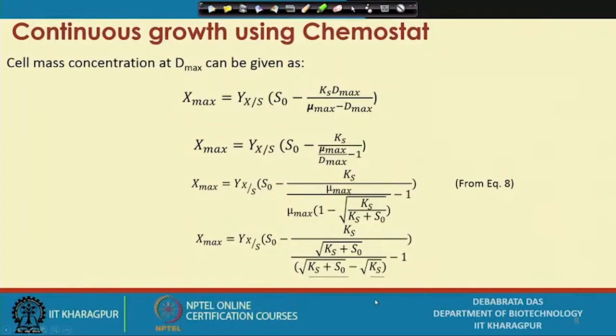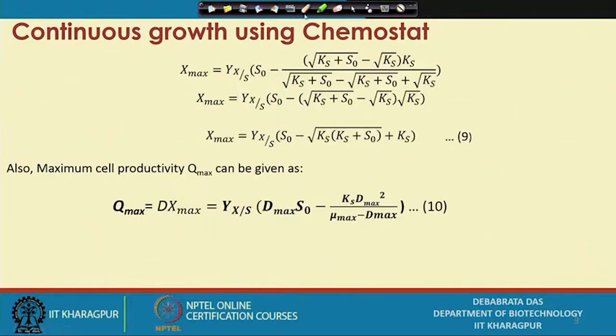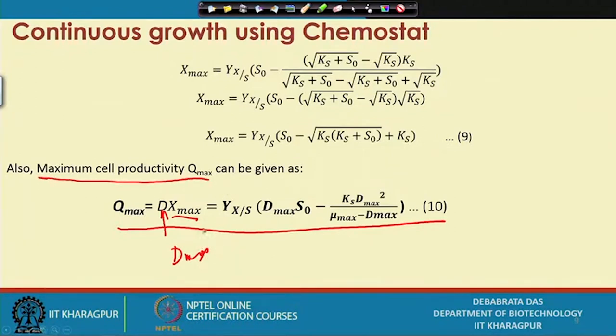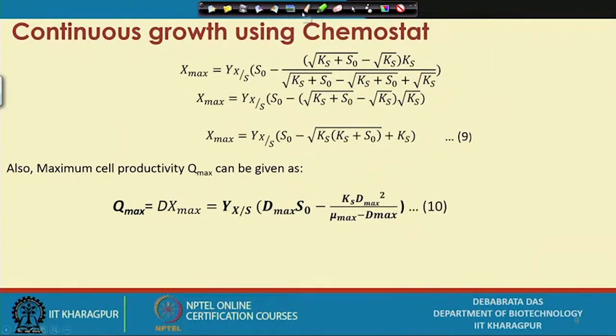So, this is exactly it, and from that we can find out the maximum cell mass concentration, x, since this is D max. So we can easily find out that maximum cell mass concentration, and this is how we can solve it in this form. The final form will be coming in this. I told you this is D into x max, and we consider this as D max. If you have D max and x max, and you multiply them, this equation corresponds to the maximum cell mass productivity. The maximum cell productivity can be calculated with the help of this equation.